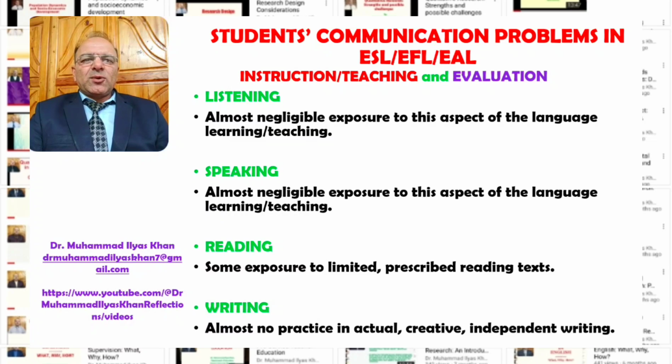And so as a result, there is almost negligible exposure to the writing of English as well in the educational context. So overall, we can see that all the four important aspects of language do not get the kind of attention that is needed for learning English for better and more effective communication. Listening and reading maybe get some exposure, but the more active aspects of the four language skills, that is speaking and writing, are almost entirely neglected in the educational context in the ESL and EFL, or English as an additional language context.